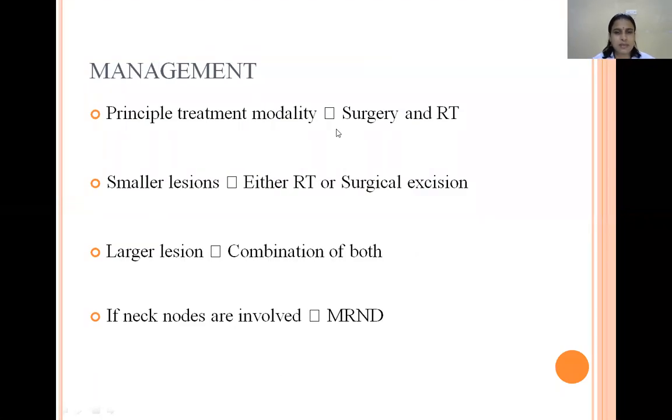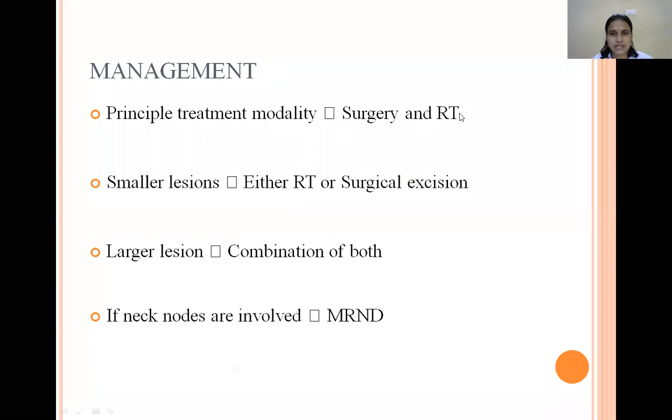Management, mainly it is surgery and radiotherapy. For smaller lesions, it is the same as for any nodal malignancy. Smaller lesions, if it is feasible for radiotherapy or brachytherapy, we will go for brachytherapy. Or, it is feasible for surgery also. Simple wide local excision would be sufficient. It is done for smaller lesions. With the larger lesions, you have to go for initial excision and then followed by radiation, a combination of both.